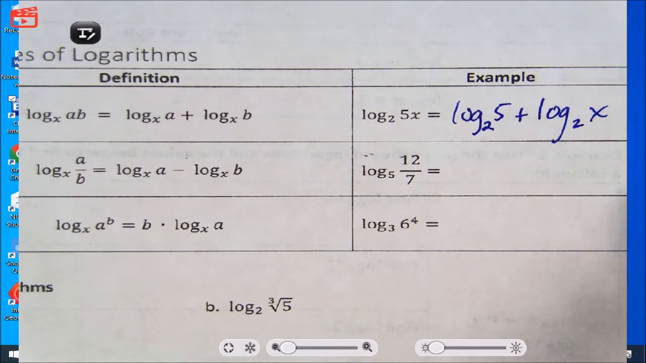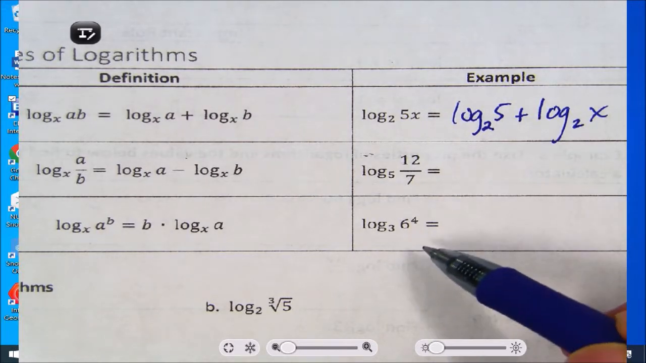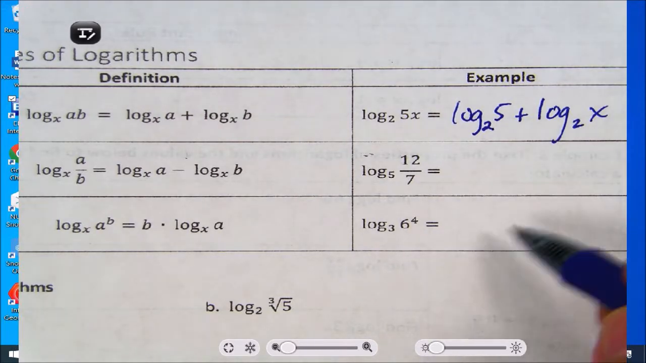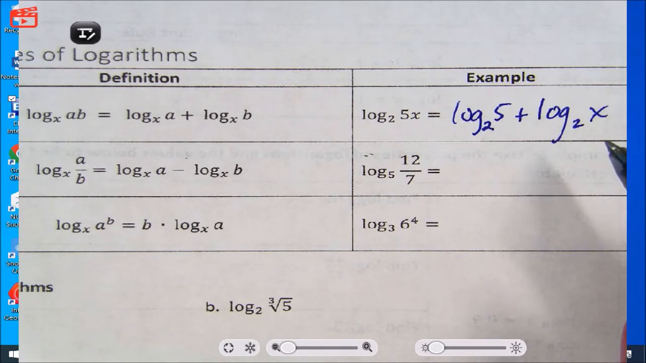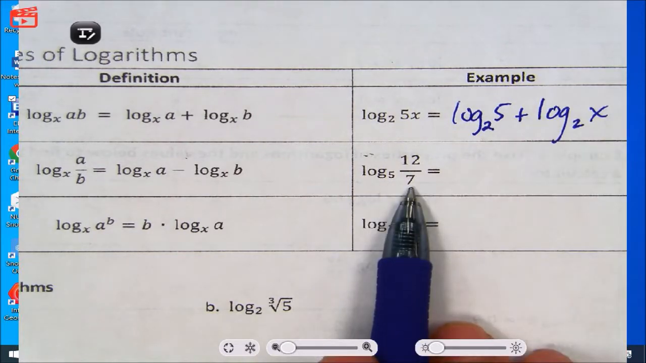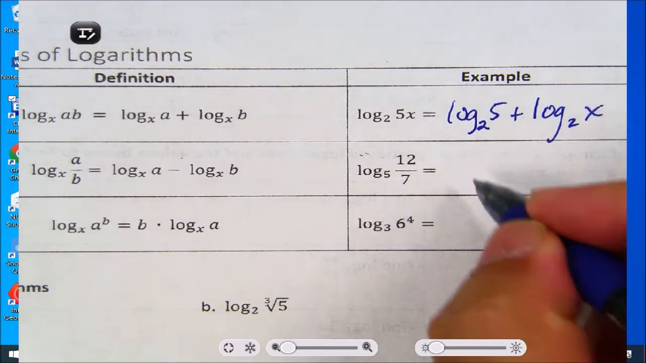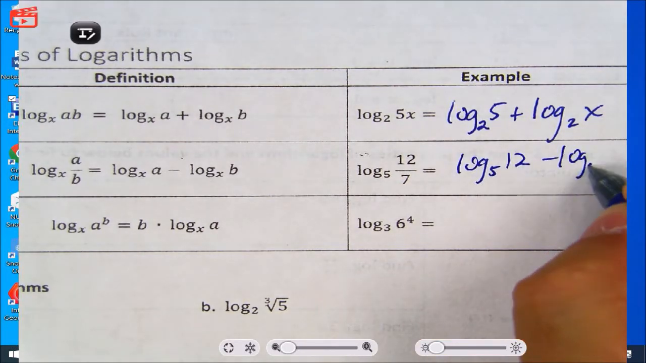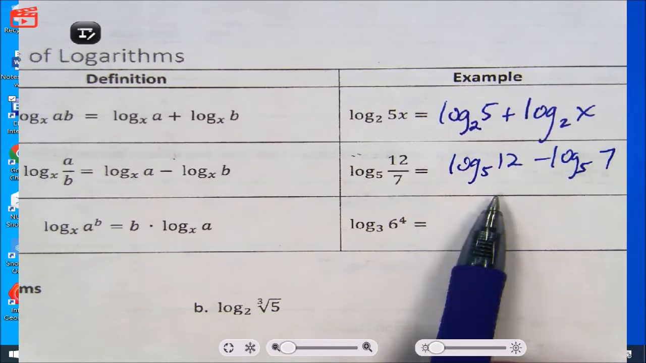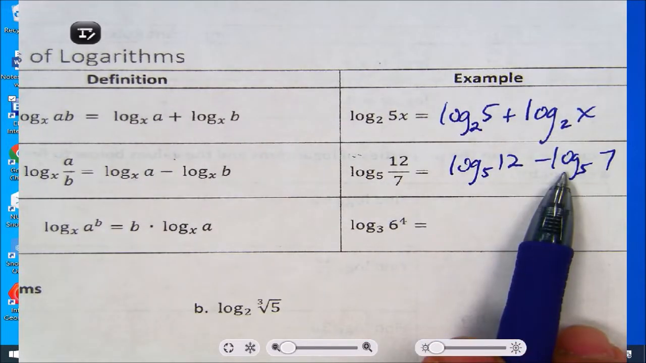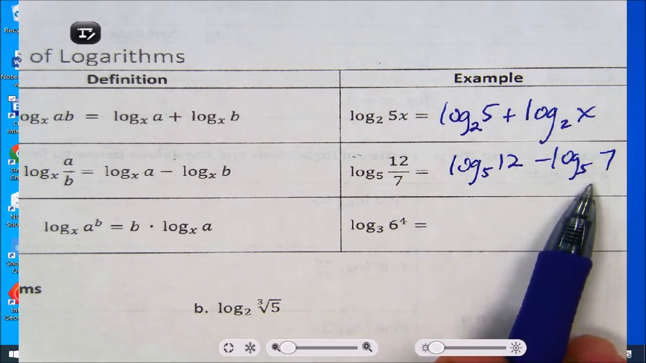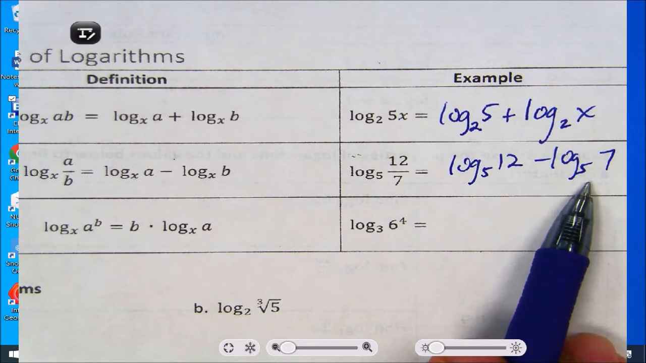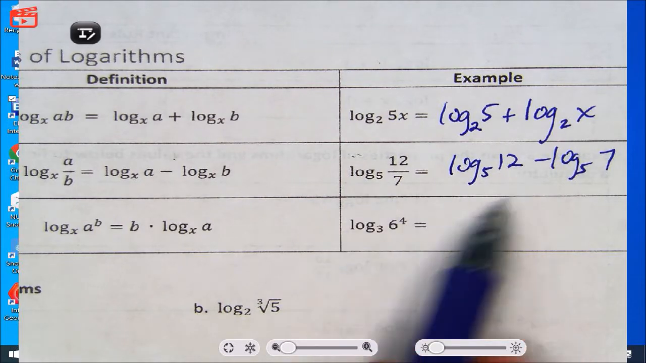So these are rewrites again. There are no calculations here. I'm not expecting you to figure out anything like 6 to the 4th, like this third example here. I just want you to rewrite this using the properties. So this is a fraction, so it's going to turn into subtraction. So it's log base 5 of 12 minus log base 5 of 7. The base has no effect on our problems today. So just copy the base.